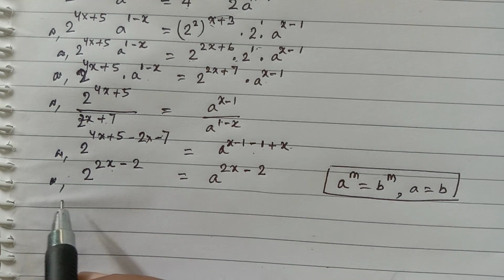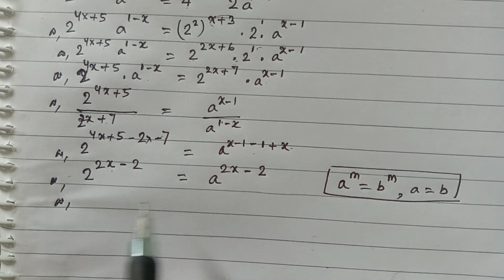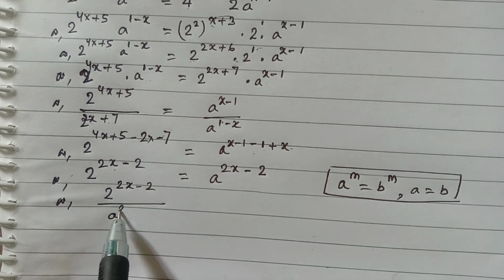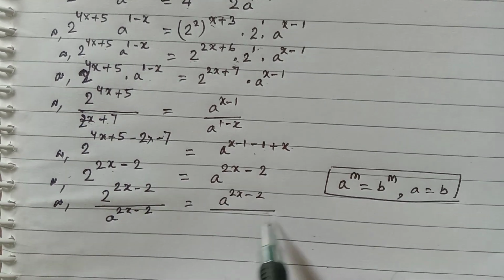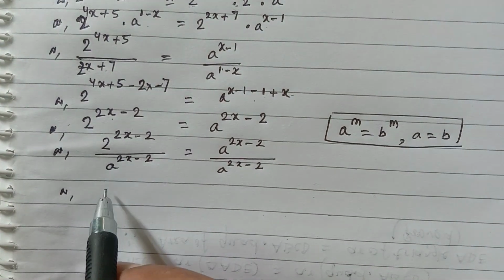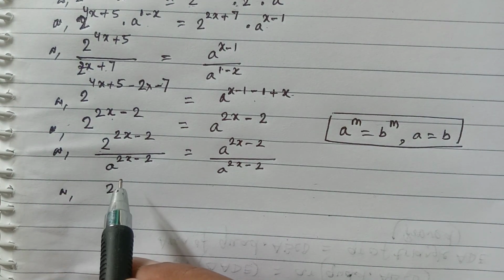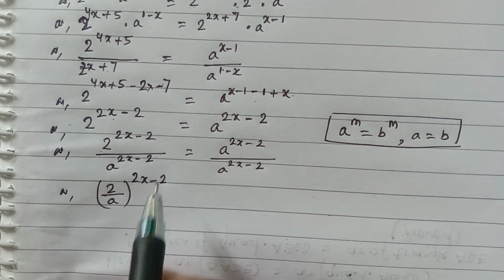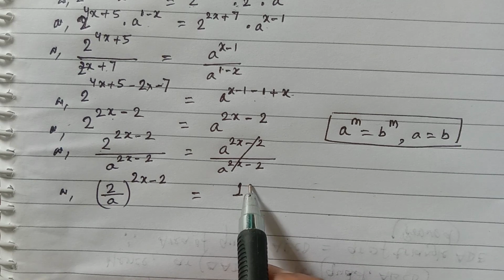Okay, so now let me divide both sides by a raised to power 2x minus 2, then I get 2 power 2x minus 2 divided by a power 2x minus 2 is equal to, here a raised to power 2x minus 2 divided by a raised to power 2x minus 2. Then in the next line I get 2. Here we can see that a power m divided by b power m, then a by b raised to power m. So the same thing is going to happen here, 2 by a raised to power 2x minus 2 is equal to, here I get 1. So any base raised to power 0 is 1.